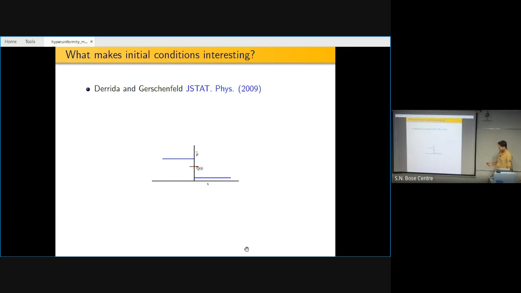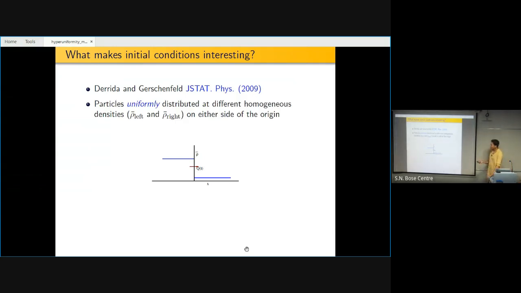In some sense, the birth of this problem goes back to Derrida and Gerstenfeld, but they were looking at a different problem. They were not studying single file motion or the mean square displacement of a tagged particle, but rather the distribution of current when you place particles at different densities on either side of an origin. So what is the problem? They placed particles uniformly at different homogeneous densities on both sides of the origin. By uniformly, I mean they chose the initial positions of the particles from a uniform random distribution.